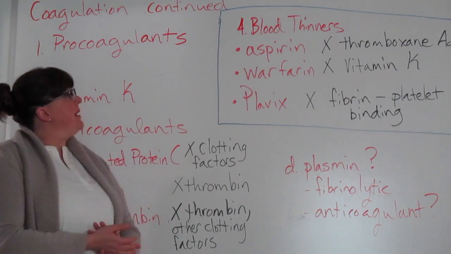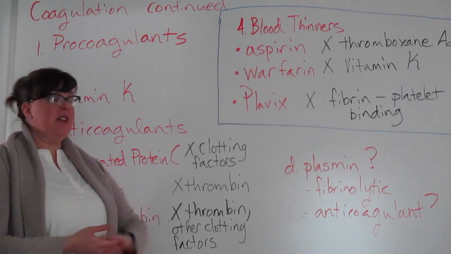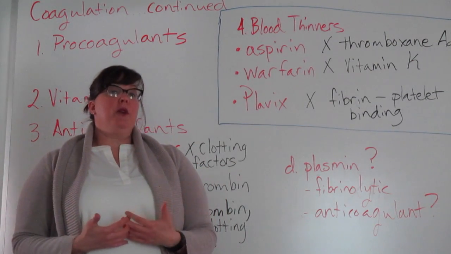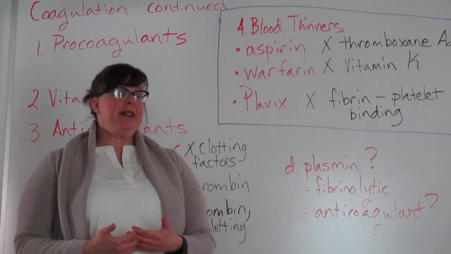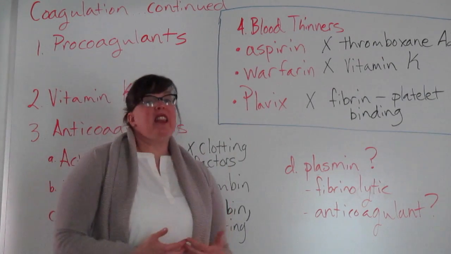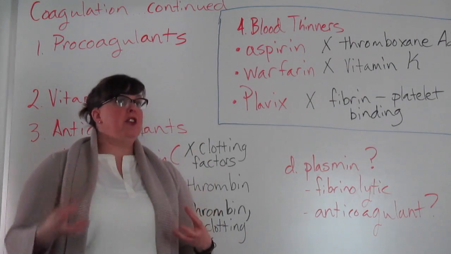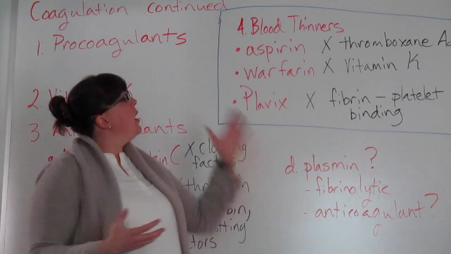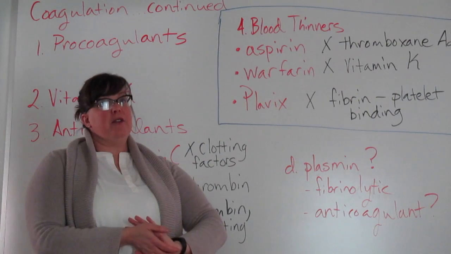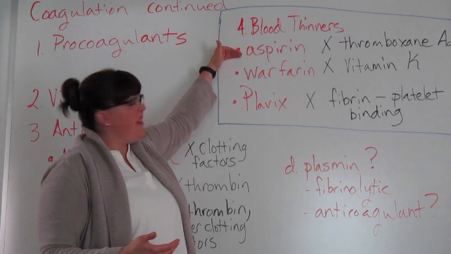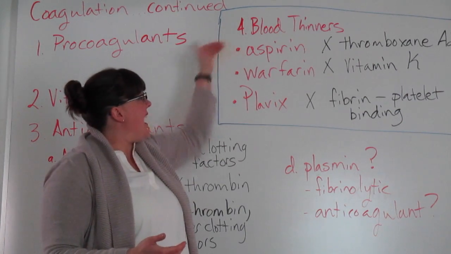A related topic is blood thinners. This is a category of drugs that people take when they are prone to forming clots inappropriately. The name is a bit of a lie because these chemicals don't actually cause the blood to become thinner in terms of its viscosity. What these chemicals do is interfere with blood clotting at some stage.